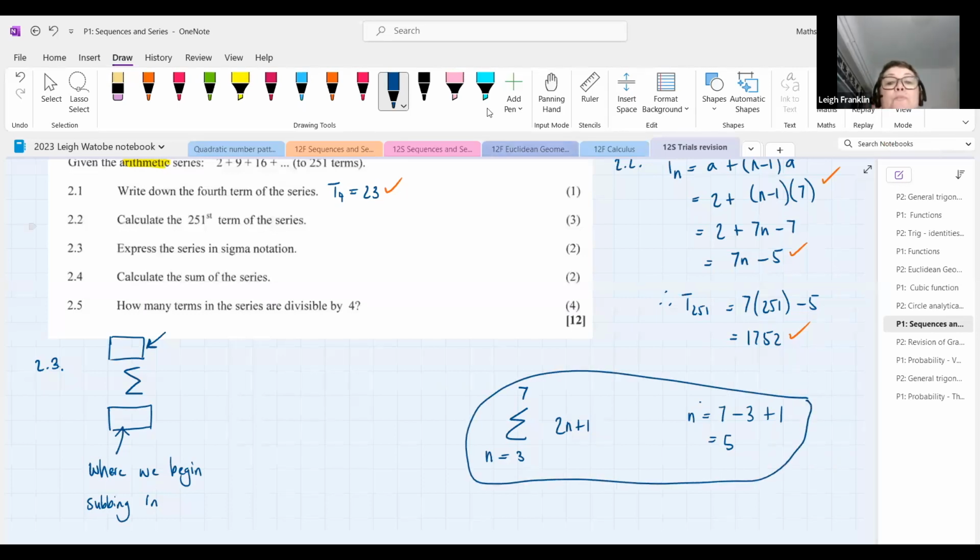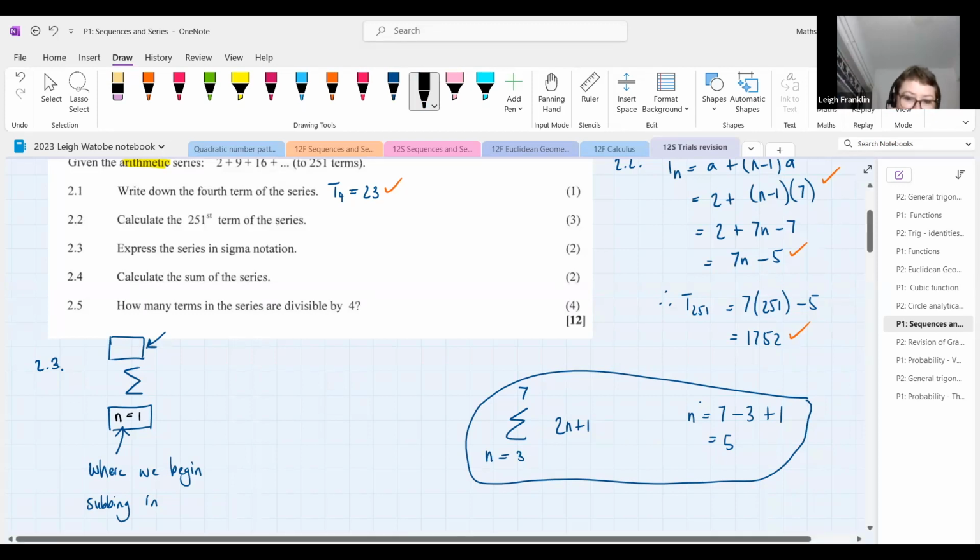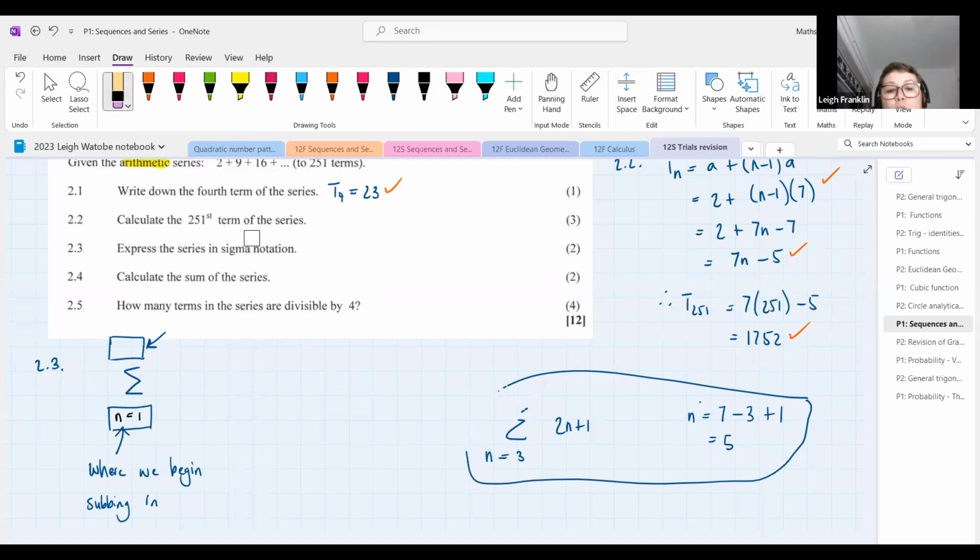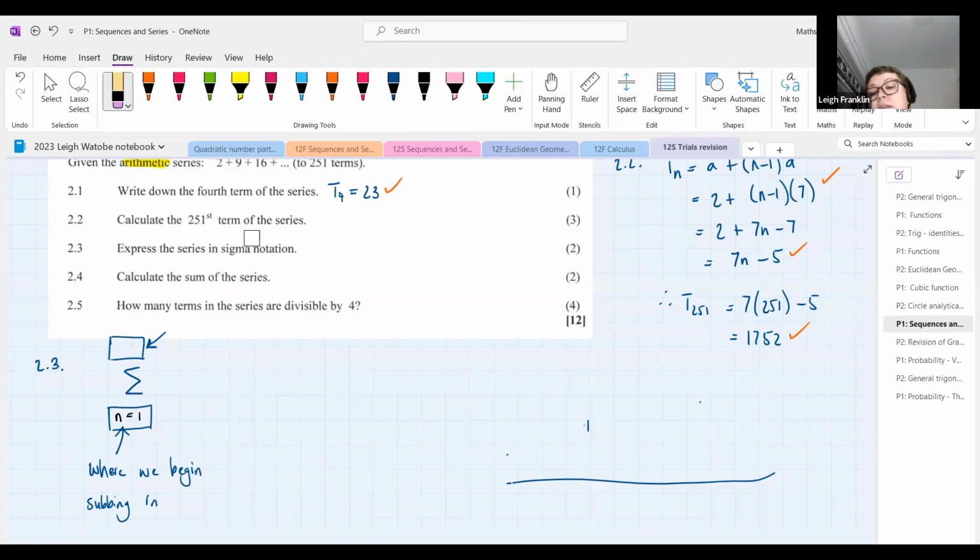Okay, so Trish, you're right. If you begin subbing in where n is equal to 1, then yes, the number at the top is going to represent the number of terms in the pattern, because the number at the top minus 1, the number at the bottom, plus 1 will give you the number at the top. Okay. All right. So never ever fall into the trap of thinking that the number at the top is the number of terms in the pattern. It depends where we start subbing in.